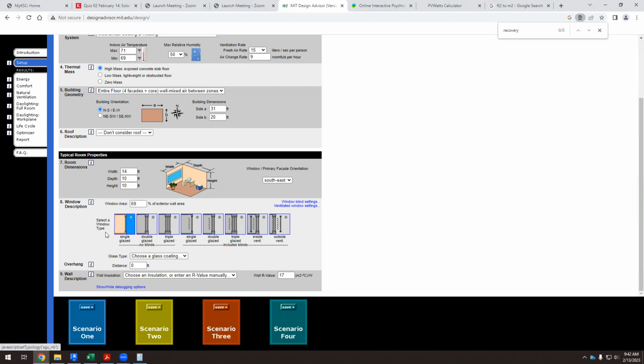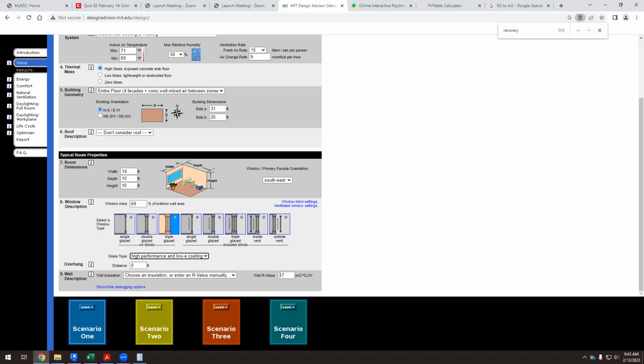And now select a window type. Here we have triple glazed. We do have triple glazed. Glass type, I think we have low emissivity coating. Let's select high performance and low emissivity coating because let's select the best glass available. We don't have any overhang.